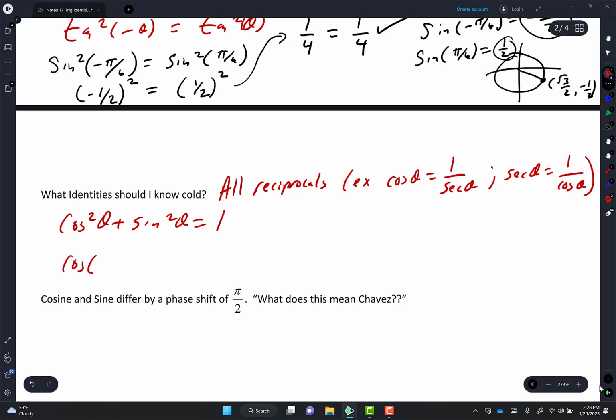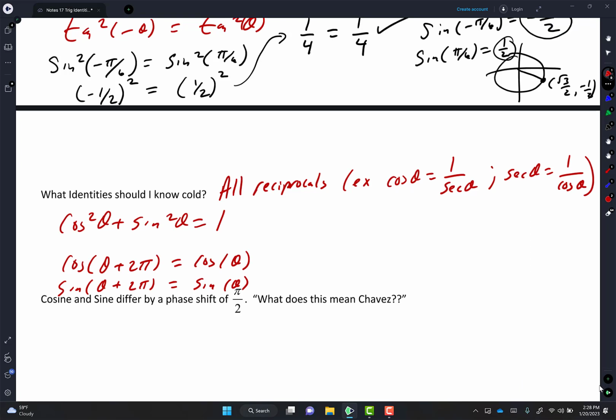What else should you know? That cosine and sine repeat every 2 pi. So if I write cosine of theta plus 2 pi, that is the same thing as saying cosine theta. Same thing with sine, guys. Sine of theta plus 2 pi is the same thing as sine theta. That actually might apply to all of them. But be careful. Tangent actually repeats every pi.